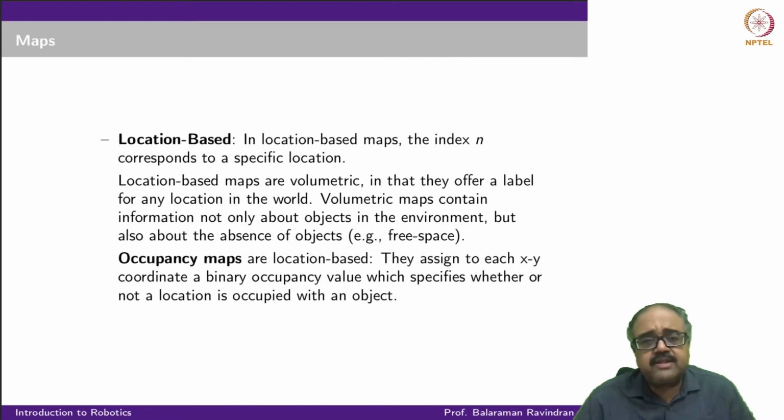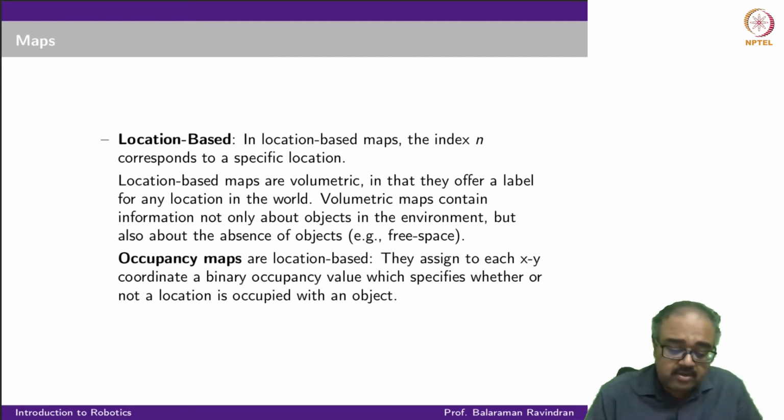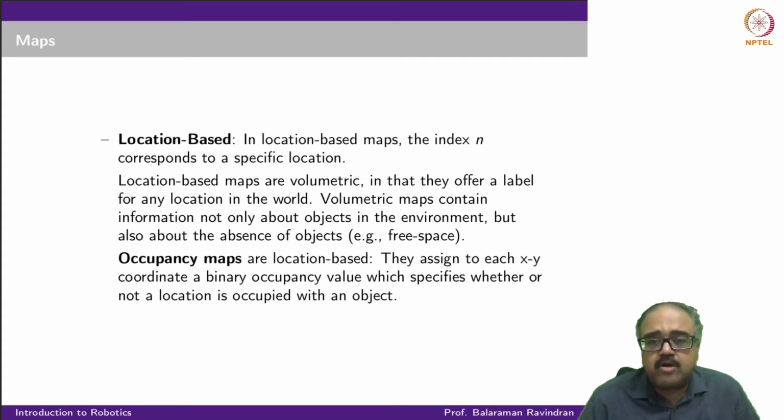So for the rest of the lecture, I will look at a specific kind of location-based map, which is very popular, called occupancy grids or occupancy maps. Basically the idea here is they assign to each xy coordinate a binary occupancy value. It's either 0 or 1. 0 means the location is free, 1 means the location is occupied. That's why it's called occupancy maps. So I can query any location in the world and figure out whether that location has an object or does not have an object.